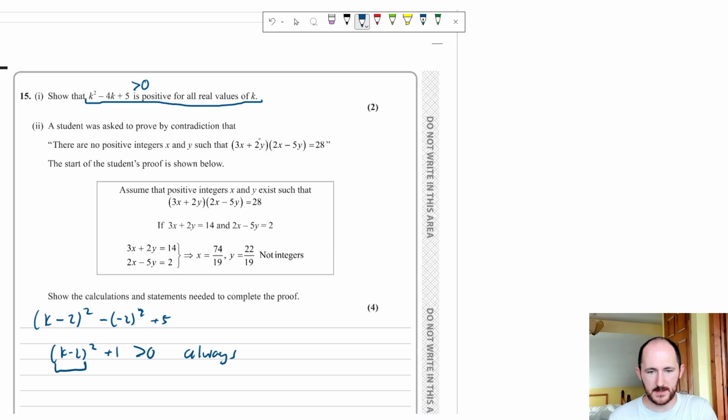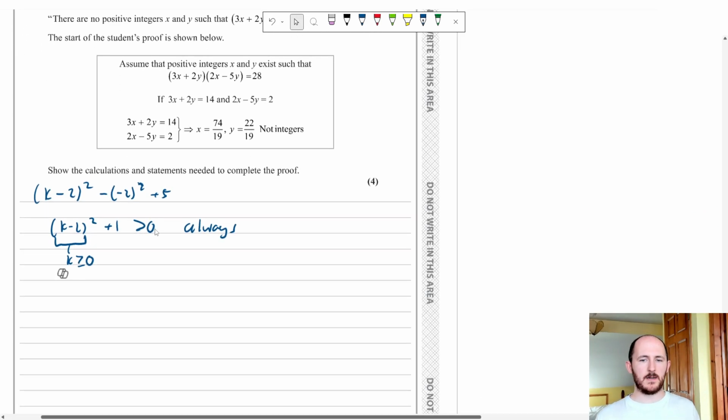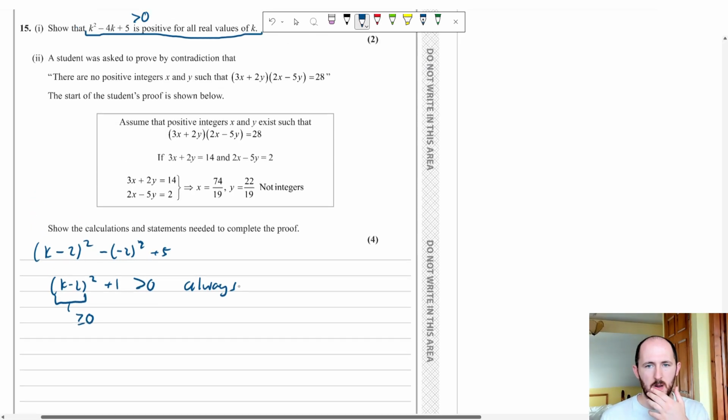because this squared bracket is bigger than 0, right? That's always a positive number, bigger than or equal to 0, and because we're adding 1, it's always bigger than 0. So again, because this is always bigger than or equal to 0, then if we're adding 1, that all has to always be bigger than 0.